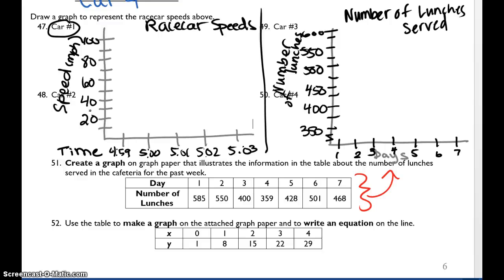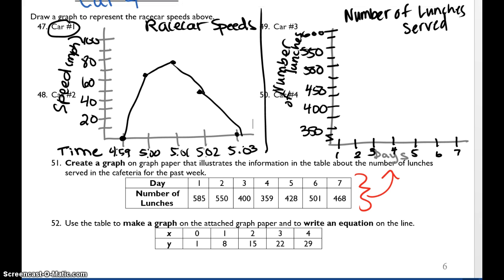At 4:59, car 1 was at 0, so I'm going to put a dot there. At 5, it was at 65, so it should be around here. 5:01, it was 80. Put a dot right there. 5:02 was 50. And 5:03 was back to 0. So what I'm going to do is connect these dots as straight as I can. You don't have to be perfect. It's hard on this program. It's going to be hard on your own packet.